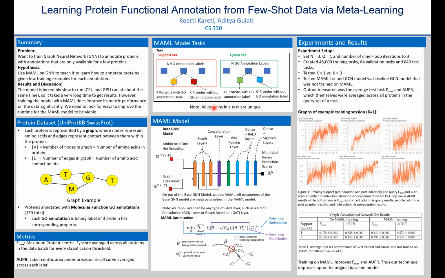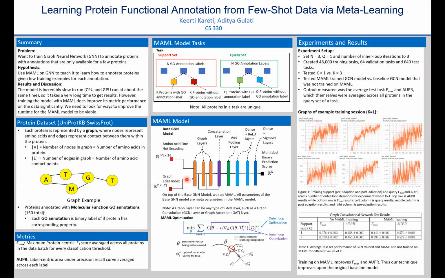Now over to Keerti. All right, so now we're going to describe the MAML model we used for our experiments. Basically, we created a base GNN model and then applied MAML optimization on top of it. Our base GNN model is based off of the DeepFRI GNN used in the DeepFRI paper. This model takes in our protein data in two forms: the amino acid one-hot encoding, which is the one-hot encoding of every amino acid in the protein, as well as the graph edge index data in our protein graph. These are the inputs to our model.